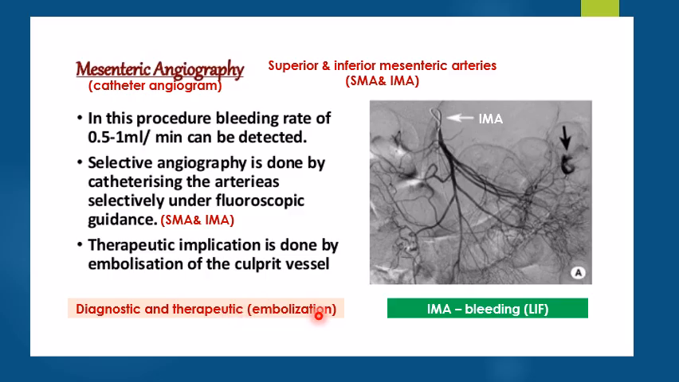So here in this picture, the inferior mesenteric artery is cannulated and dye injected. You see the various branches here, and here in the left iliac fossa, there is a collection of blood, abnormal extravasation. So most probably the bleeding is from the sigmoid colon.